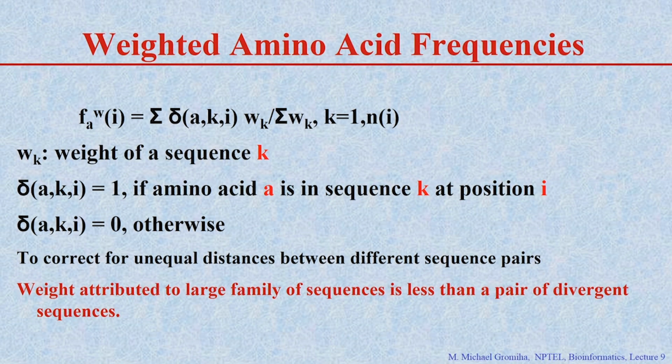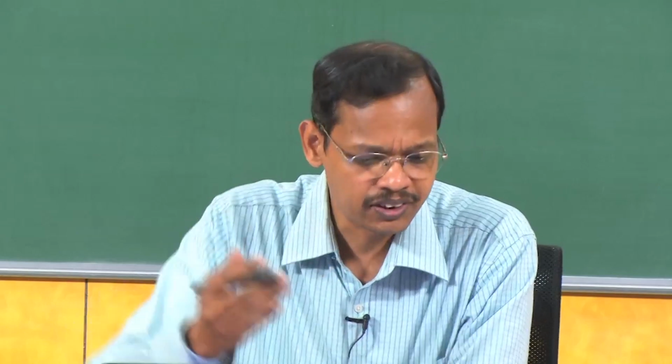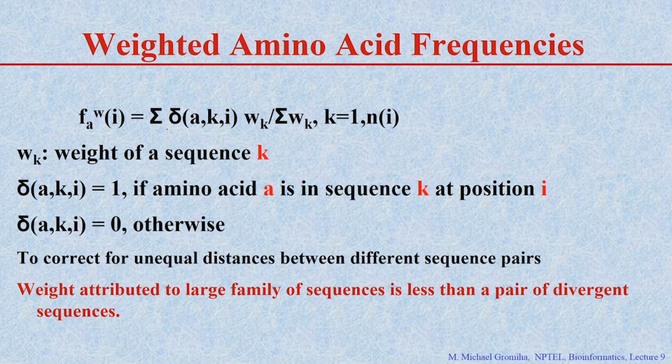Here we give weightage. If we give weightage to any specific sequence or to any given residues, to give preference, here we introduce this term, delta AKI. This is equal to 1 if A is in the sequence K at position I, any position I in the sequence K, so amino acid A is in the sequence, and then you give the weightage for the particular sequence. Otherwise this is equal to 0. WK is the weightage of a sequence K, and delta AKI equals 1 if the amino acid A is in the sequence K at position I. If it is not, then you put 0. K goes from 1 to the number of sequences.